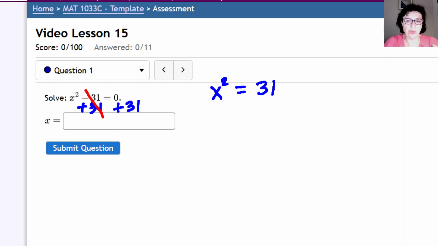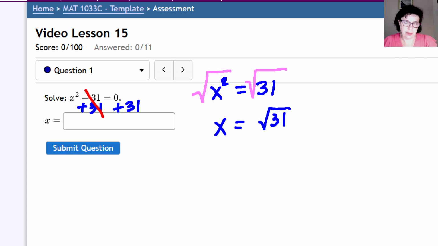Now, what do I do to solve? Well, you need to take the square root of both sides. I'm going to take the square root here and apply the square root on the other side. The square root and the square cancel each other out so that you just get x. And on the other side, you're just going to get the square root of 31. Now, that would have been it. That would be correct, except there is another solution.